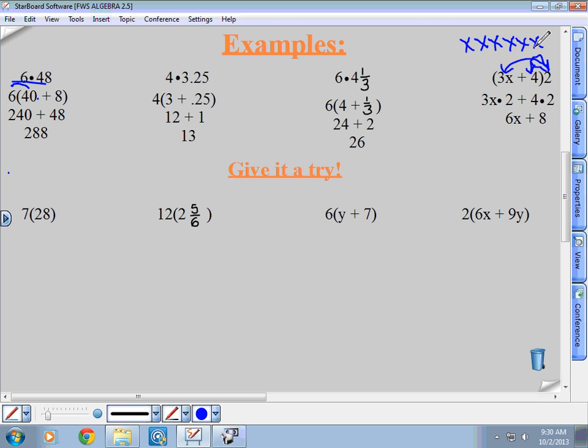And then, of course, you know what 4 times 2 is. It's 8. And so we have to stop here. Once we get to the addition part, we can't combine anymore. So 6x plus 8 is really all we have.